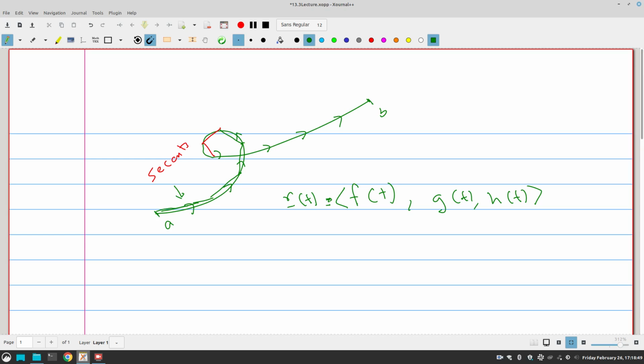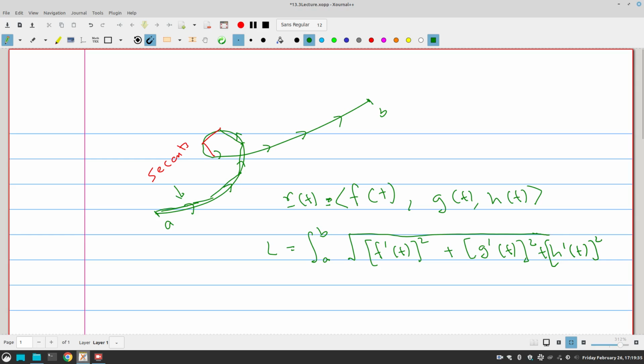So the answer to this question, the length of the curve between A and B, is given by the integral from A to B of the square root of f prime(t) squared plus g prime(t) squared plus h prime(t) squared.